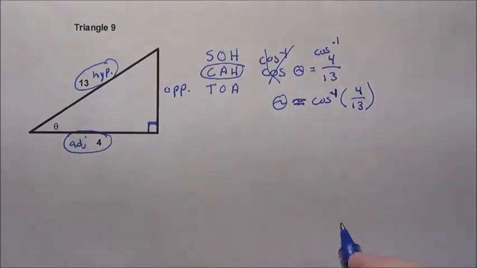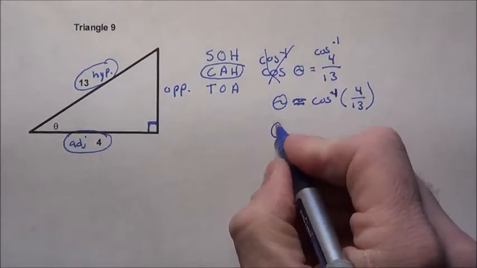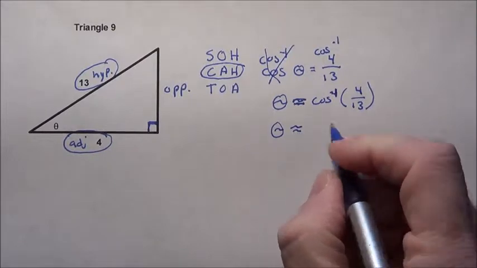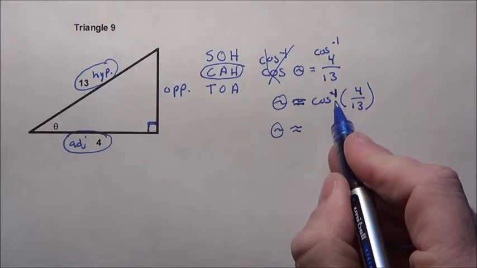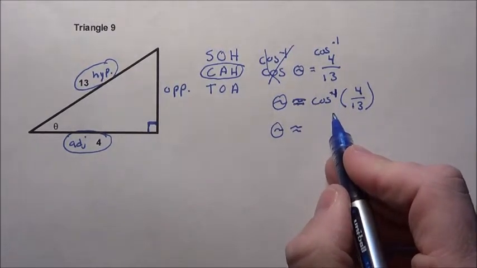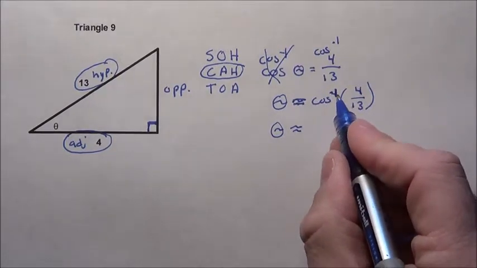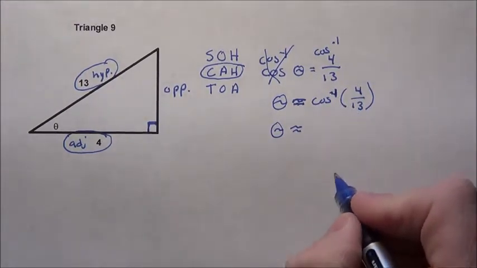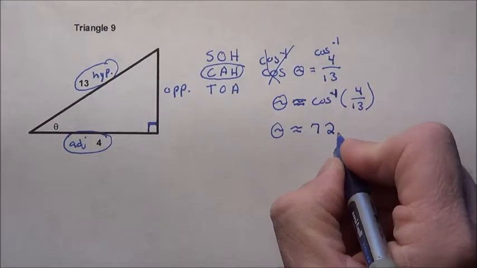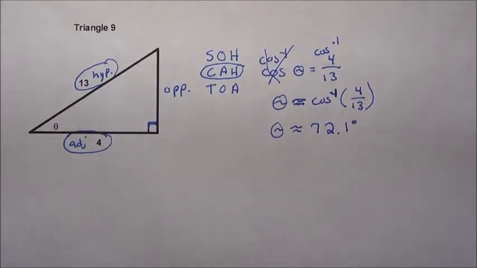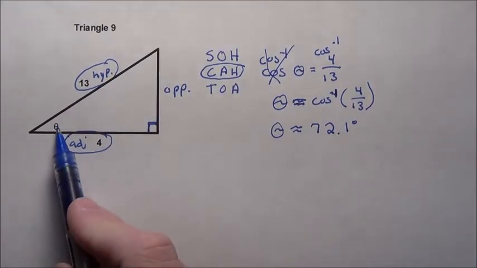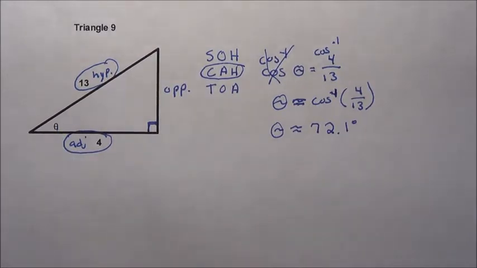Get my calculator, I'll put it in degree mode, and I type inverse cosine. Usually that's found under the second and then the cosine button. So I do the inverse cosine of 4 divided by 13. When I did it earlier, 72.1 degrees is what my graphing calculator said. So this angle right here is about 72.1 degrees.